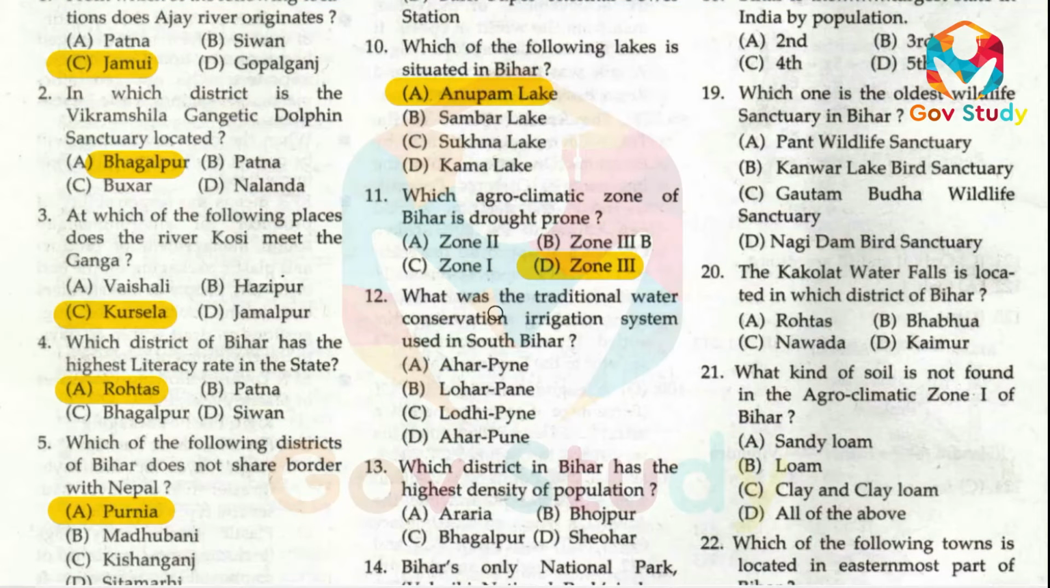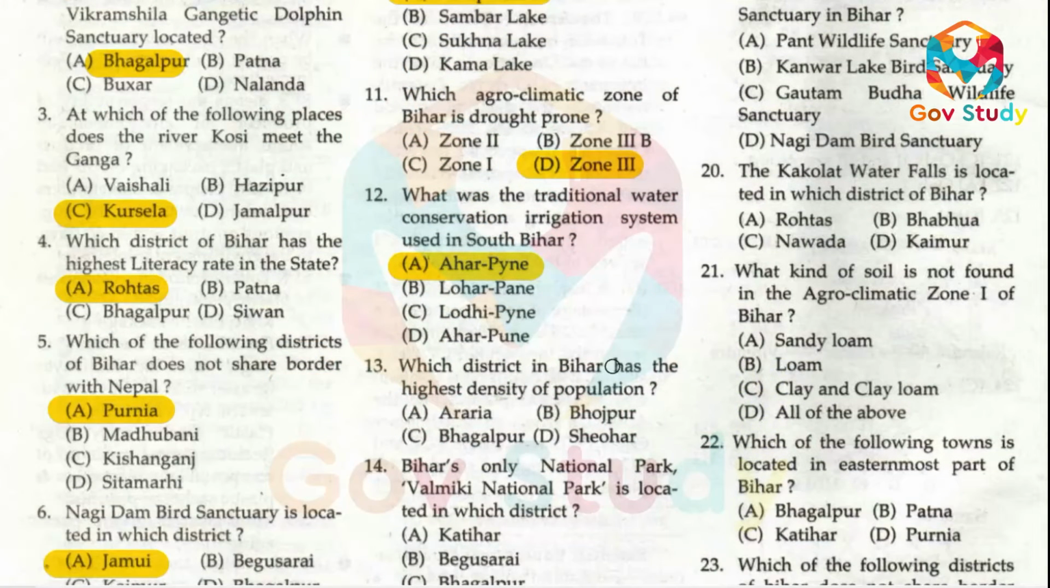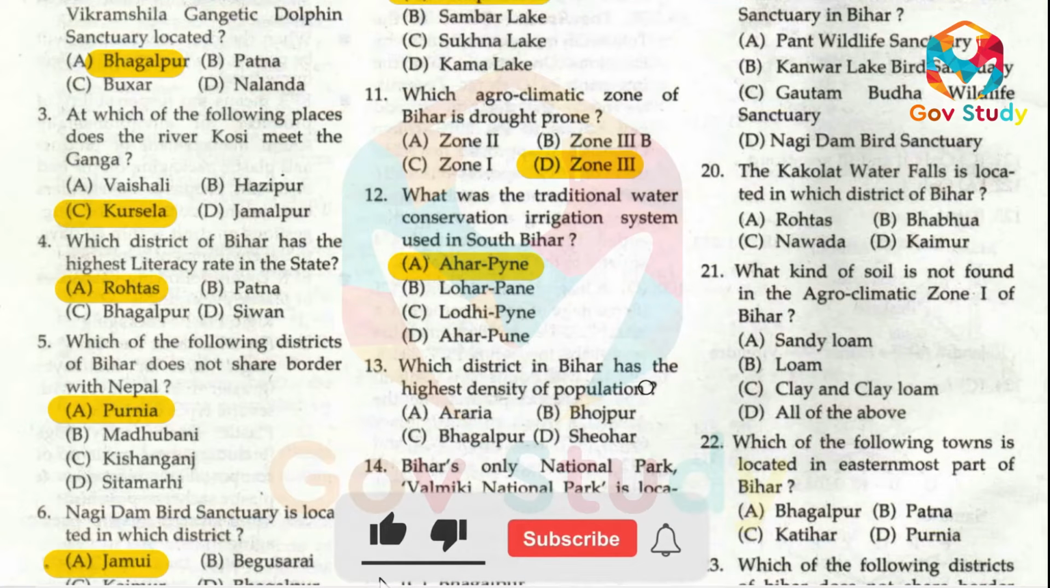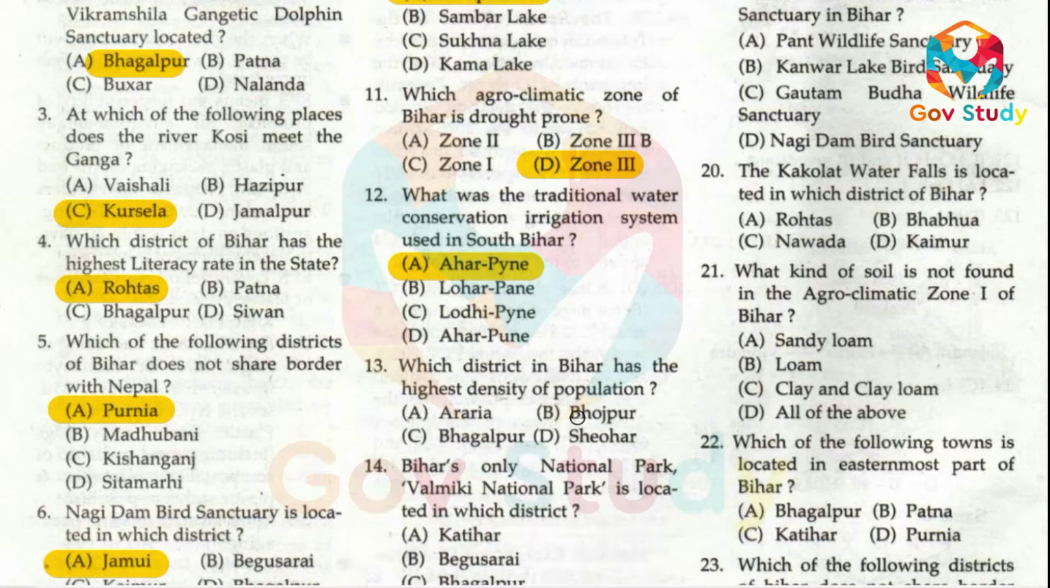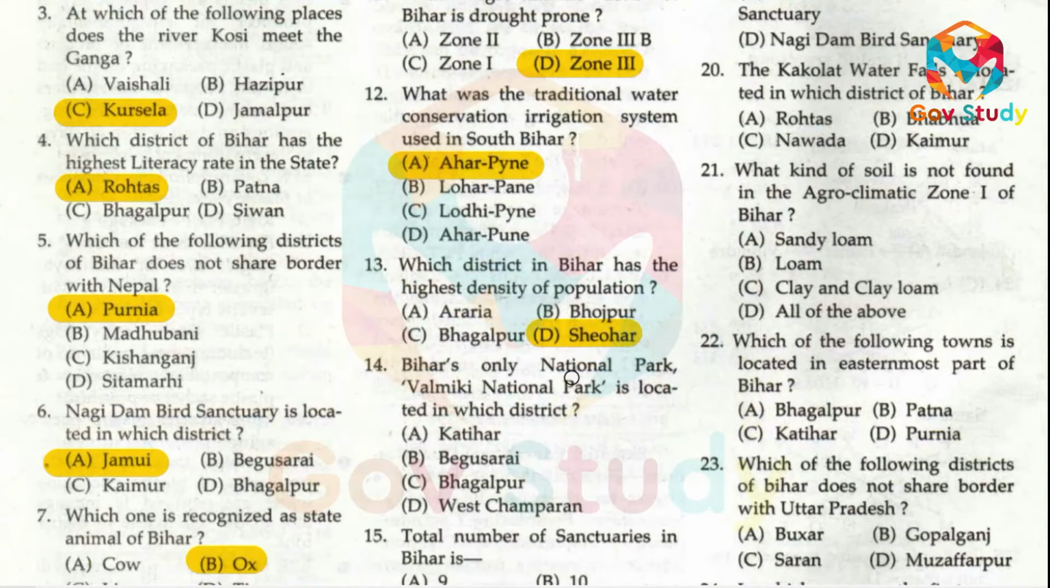Which of the traditional water conservation irrigation systems is used in South Bihar? Ahar Pyne, Lohar Pyne, Lodhi Pyne, Adhar Pyne. Correct answer is A, Ahar Pyne. Which district in Bihar has the highest density of population? Options are Araria, Bhojpur, Bhagalpur, Sheohar. Correct answer is option D, Sheohar.